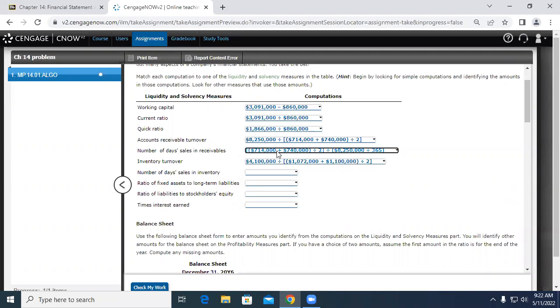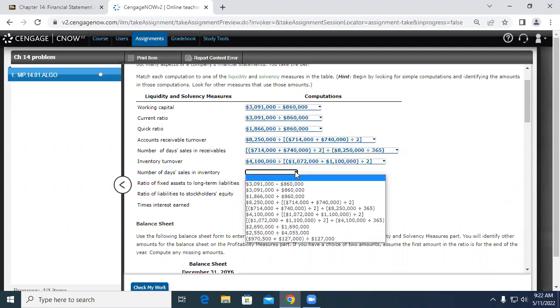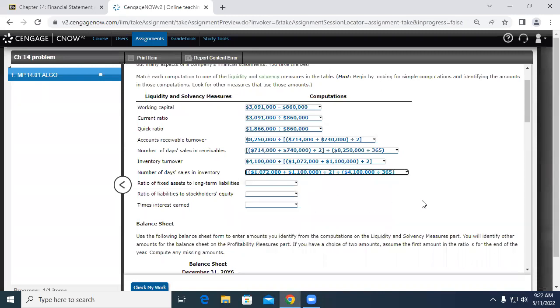There's nothing new in that equation that can help us in the balance sheet or the income statement because we've already done those. For number of days sales in inventory, again, the denominator from inventory turnover is going to be the numerator in number of days sales in inventory. So it must be that one.